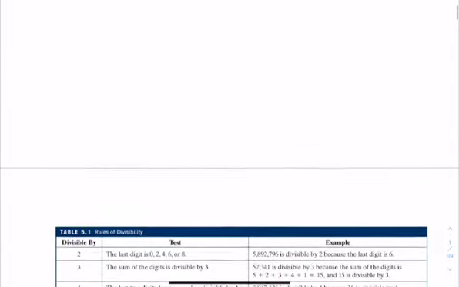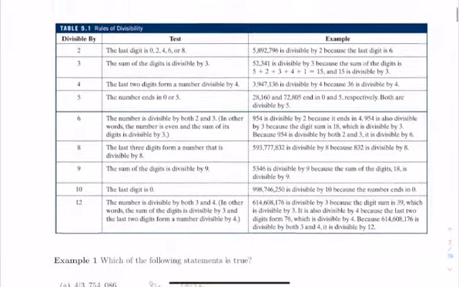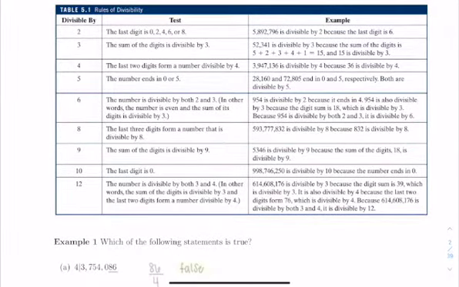And so we have some rules for divisibility. For a number to be divisible by 2, the last digit is 0, 2, 4, 6, or 8. So it's an even number. So 5,892,796 is divisible by 2 because that last digit is 6. To be divisible by 3, the sum of the digits must be divisible by 3. So 52,341 is divisible by 3 because when I add 5, 2, 3, 4, and 1 together, I get 15, and 15 is divisible by 3.